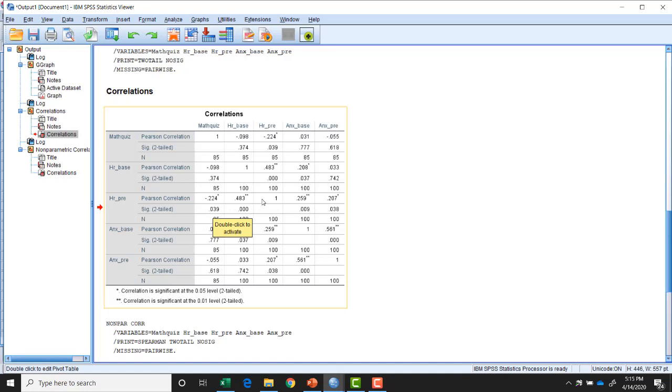Now look at the correlation between heart rate pre and heart rate base. This is really, really high, which you could imagine it should be. It's very significant because people generally have high or low heart rate. So the correlation is 0.483, and we can actually see the significance is 0.000. The previous one was mildly significant. And we can see there is some relationship between heart rate pre and math quiz. This negative relationship: if you have a really high jittery heart rate before the exam, then you're likely to do worse on the math quiz. But it's not that strong a correlation.